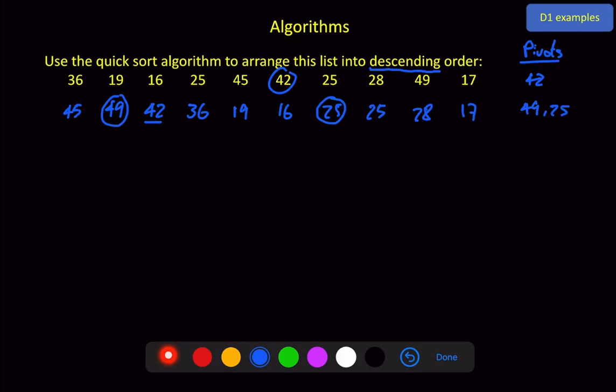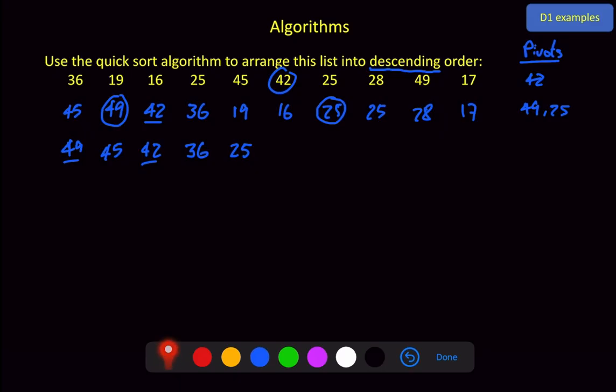Bigger than 49, no, so 49 goes here. Smaller than 49 is 45. 42 is fixed. Bigger than 25, 36, yes. 19, 16, no. 25, yes. I'm going to make that bigger than my pivot.